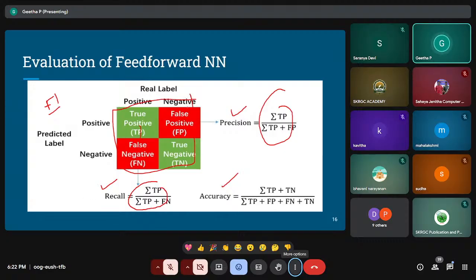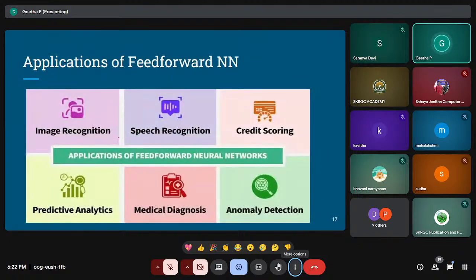And we have this confusion matrix. It can be used to describe the performance of any classification model. It shows the true positive, true negative, false positive, and false negative. So this is the way you evaluate the model. And next one is applications of feed forward neural networks. Nowadays, they are used in enormous real-time applications.